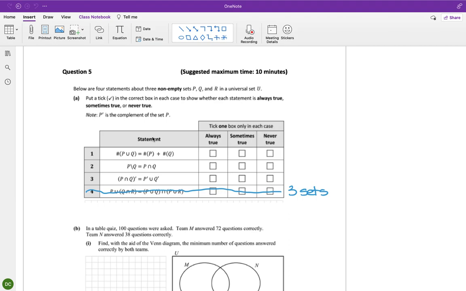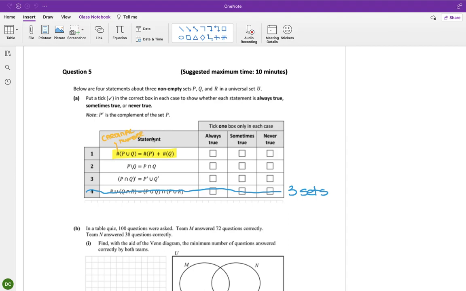Anyway, these sometimes true, always true questions come up a lot, and they're really tricky. So I'm going to show you what I do because I feel like you need to understand it. The first one says, can anybody read that first statement to me? Cardinal number of P union Q equals cardinal P plus cardinal Q. Right. So all those little hashtags are the cardinal number.